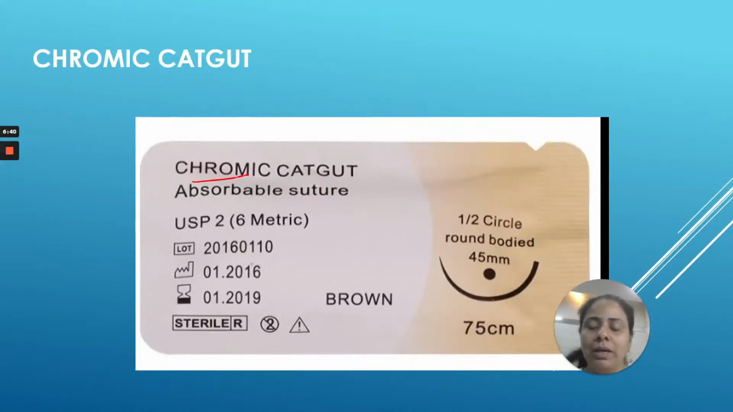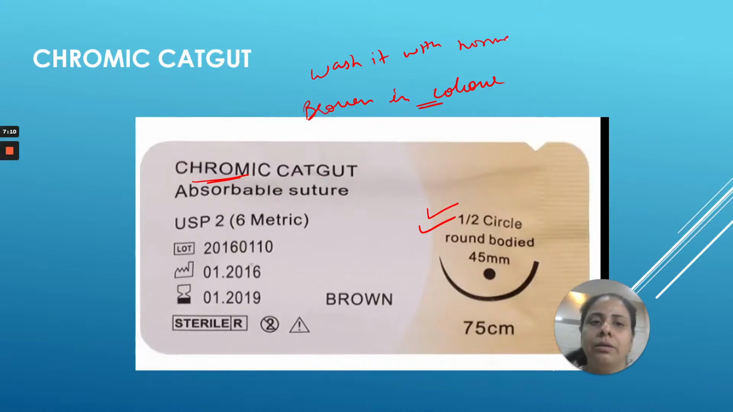And this is the chromic gut suture. I will explain these terminologies later on. This is how it looks. It is brown in color. When you open these packets of chromic gut, they are usually bathing in some kind of liquid, to preserve the catgut from disintegration or degradation. When you open it, wash it with normal saline. Do not use it directly. Wash it with normal saline.